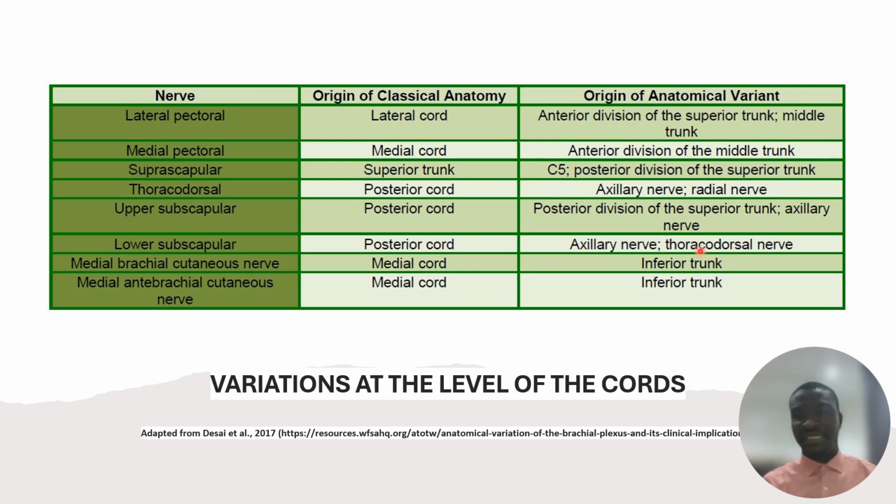Sometimes there are variations related to changes that could come from either the axillary artery for the upper subscapular nerve or the thoracodorsal nerve for the lower subscapular nerve. Sometimes the axillary nerve also gives off the lower subscapular nerve. And for the thoracodorsal nerve, you have the axillary or the radial nerve giving off that branch as a part of the variation.